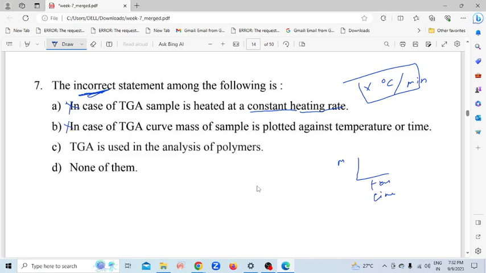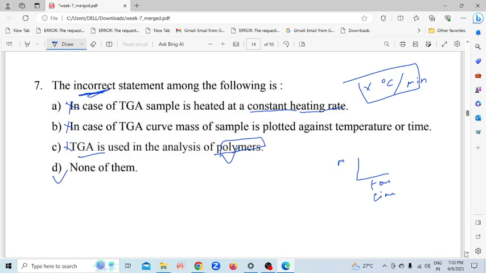Then, TGA is used in the analysis of polymer. Yes, TGA is mainly used for polymer, meaning it is a prime analytical technique for polymer. So it is also not a correct statement. So only D is the right answer for this question.